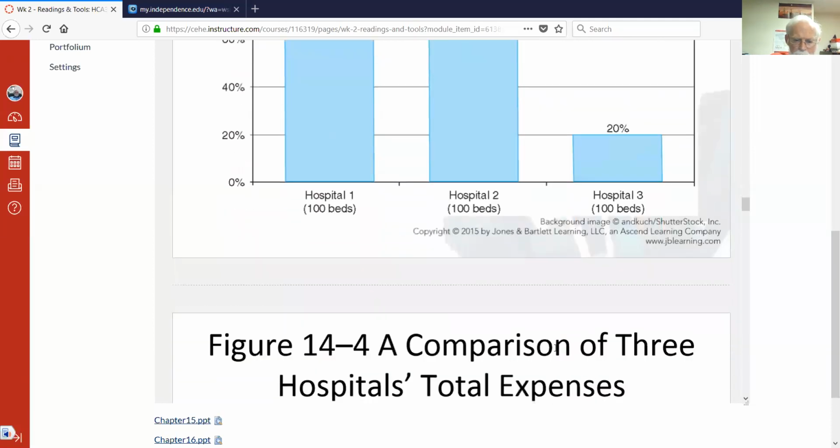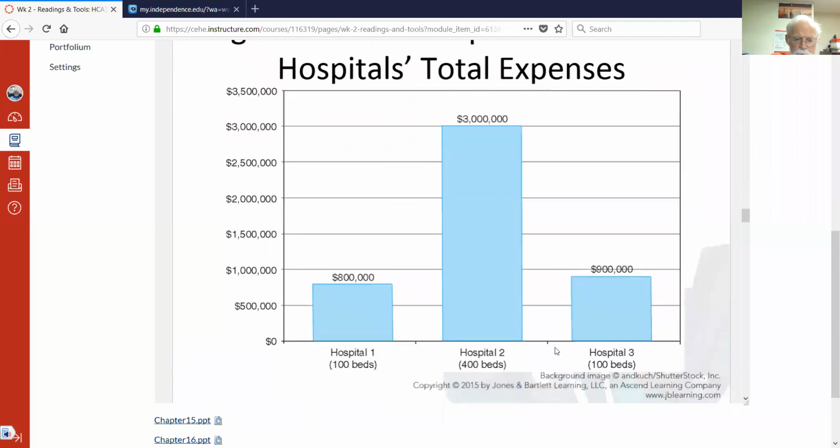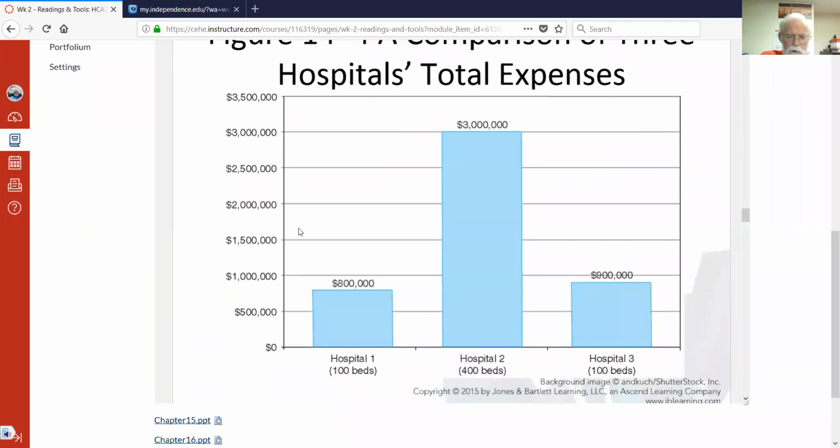Okay. If we look at expenses here, we have what look to be very different numbers: 800,000, 3 million, and 900,000. But if we take a closer look, we've got 100 beds in one, 400 beds in another, and 100 beds. This is where we need to use consistent comparative data. One of the ways that we do that in a hospital setting or in a long-term care setting is to look at expenses per bed in the hospital. Then we have a better comparison.